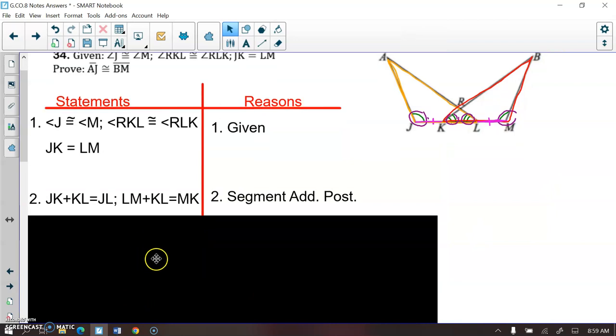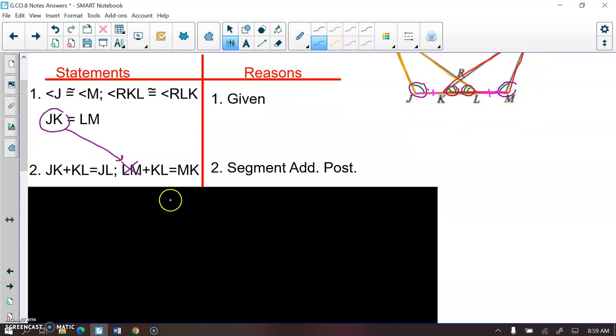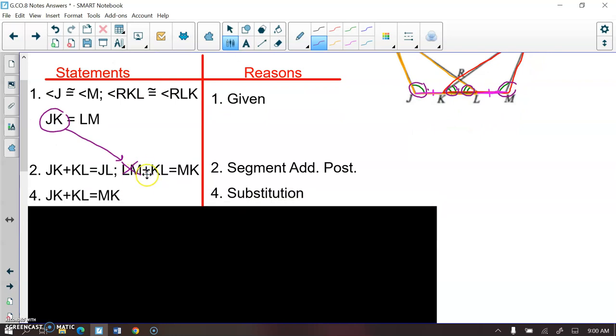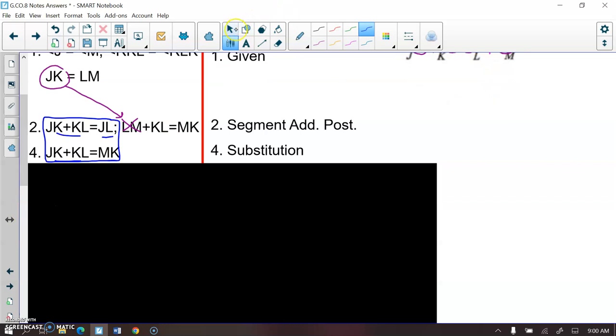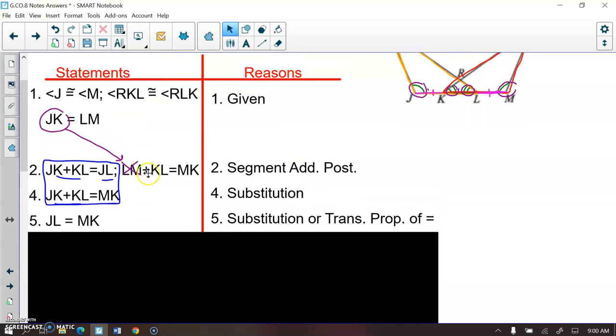Okay. So then we notice that JK is equal to LM up here. So if I take JK and substitute it in for LM here, using substitution, I would get JK plus KL is equal to MK. Now you should notice that between these two, JL and MK are both equal to JK plus KL. So what that means is I can set JL equal to MK. That's either substitution or the transitive property of equality. It's up to you, however you want to look at it.